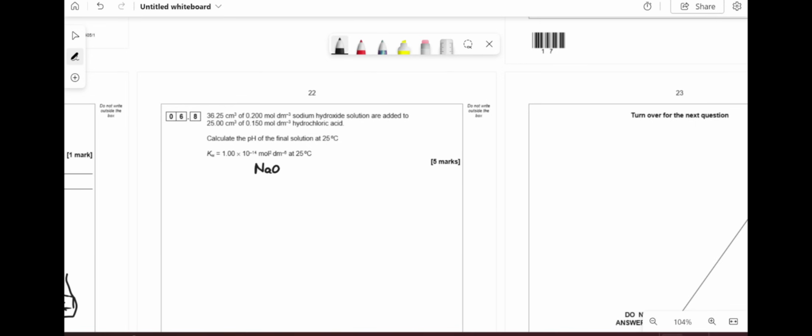So we've got NaOH plus HCl. It's a neutralization reaction, so you're going to have NaCl plus H2O. All right, this is helpful. Always write the equation out. It just gets your bearings in place as well.